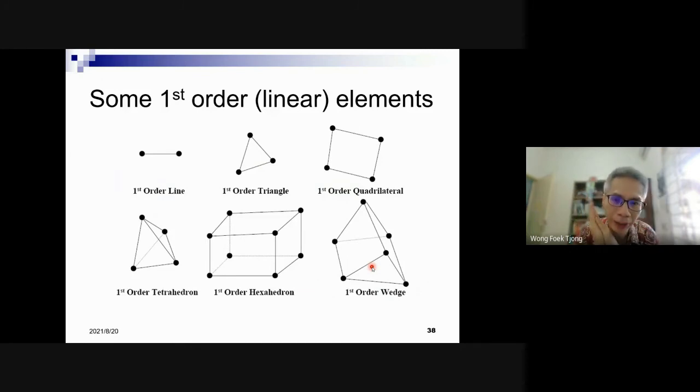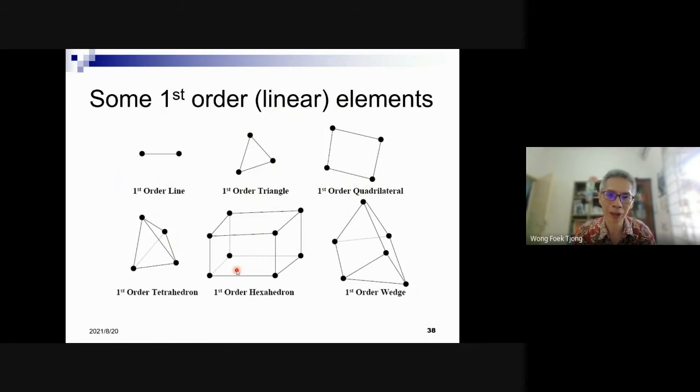Normally, geometrically, if we have a triangle, for example, naturally the node is here, right? The vertices, the node is on the vertices. But this is the simplest one. We call this linear elements, first order linear elements. The node is always at the vertices, like this, like this, like this.